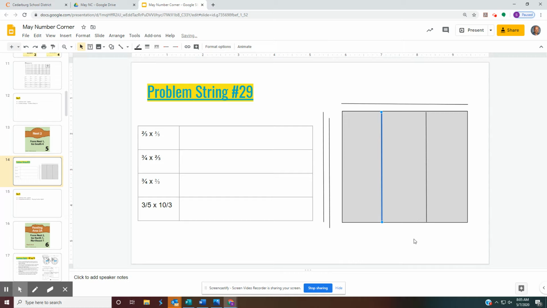So as I'm dividing that into thirds, you can see that I have 3/3 or 1 whole. I also need to divide my array the other way using fifths. So I have to look at the denominator, and that gives me what I need to do. So I need to add 4 lines.